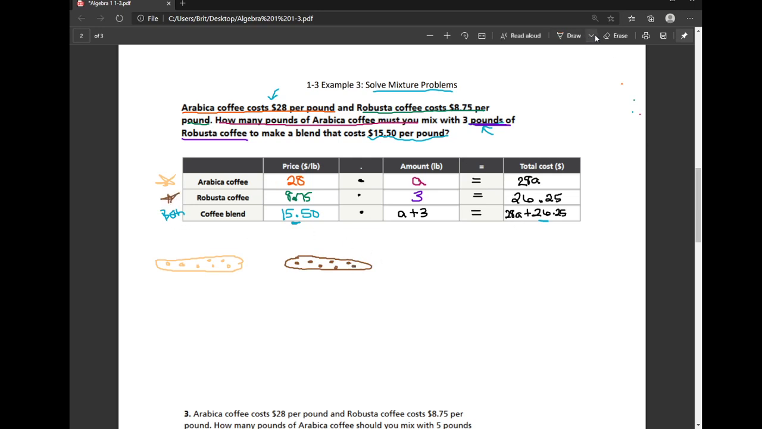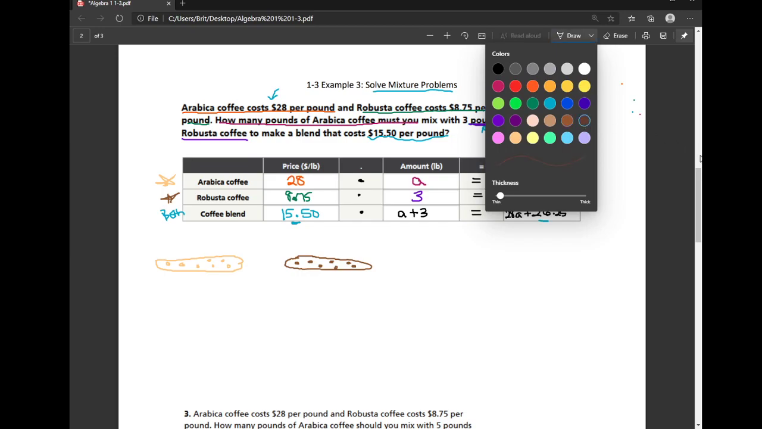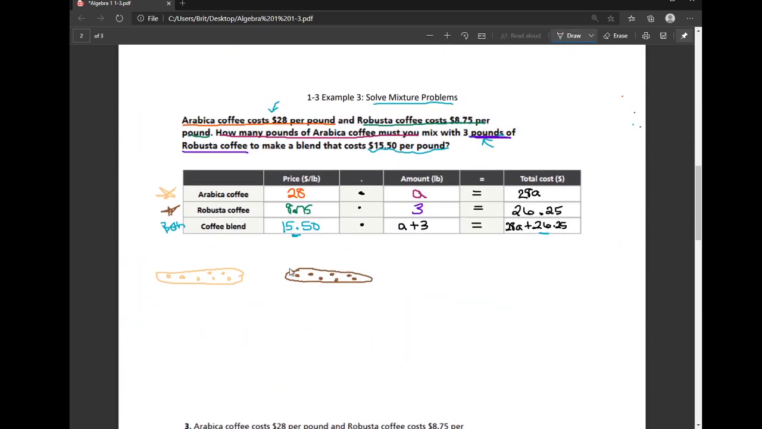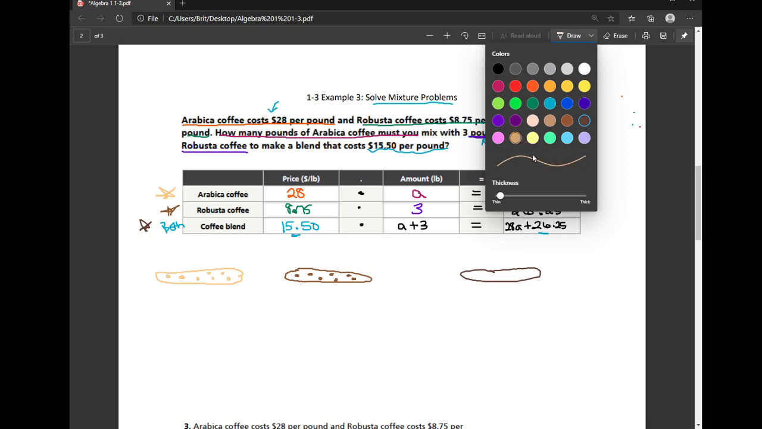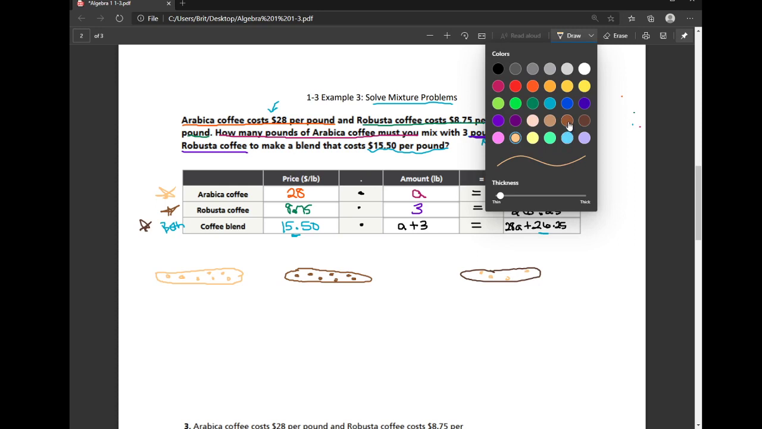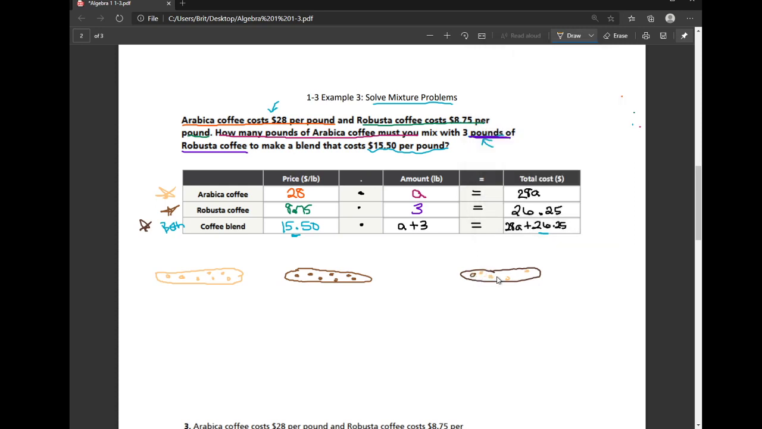Now if I combine those plates together, oops, and I scroll apparently. If I combine those plates together, I'm going to get this coffee blend, and it's going to have both the Arabica and the Robusta. So in terms of creating an equation, I know I can add together those two coffee beans and it'll equal my coffee blend.